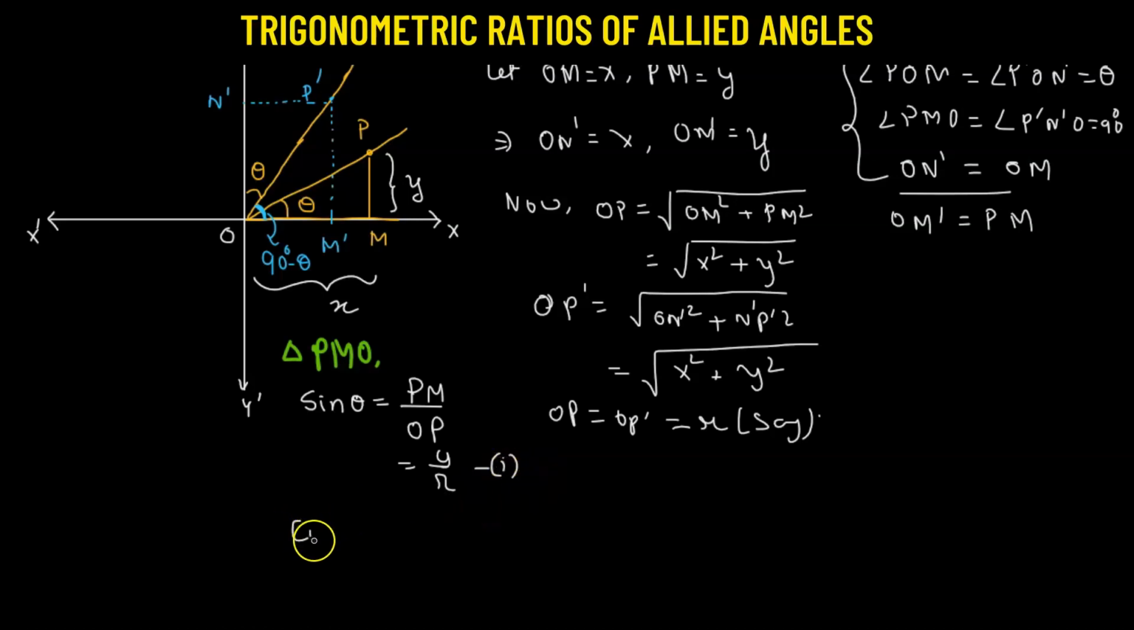Then we'll also find out the value of cosine theta. So cosine theta is OM over OP. The OM value is X, so we have X over R. So this is number 2.